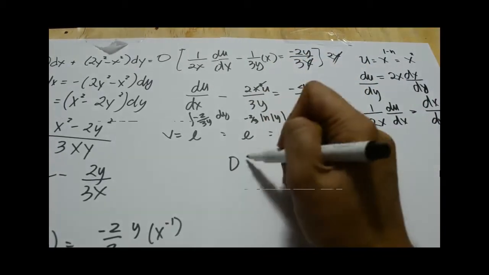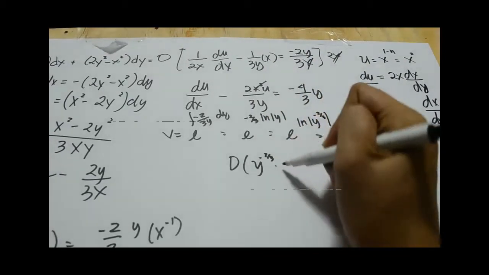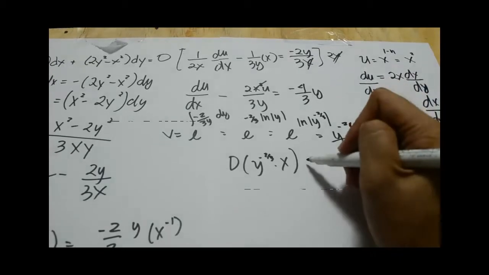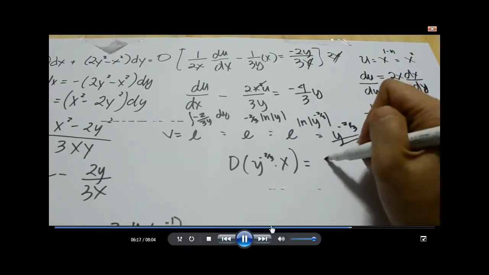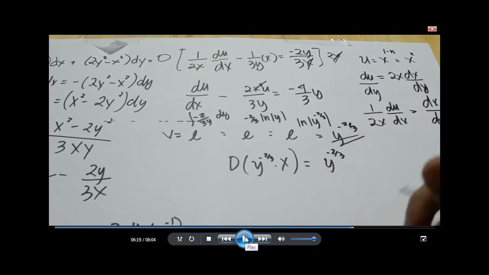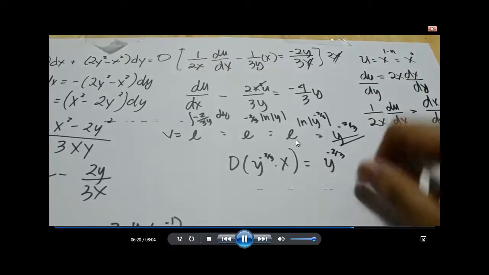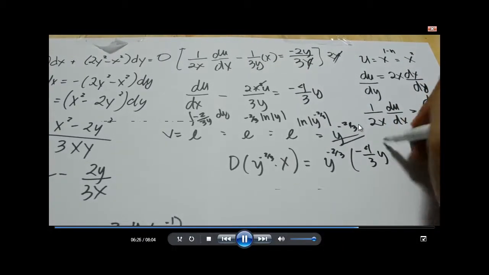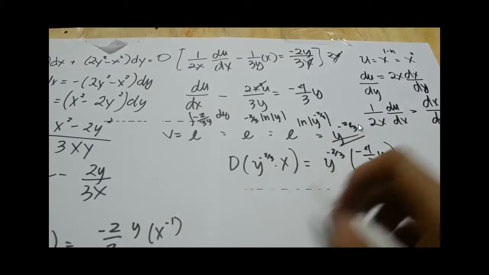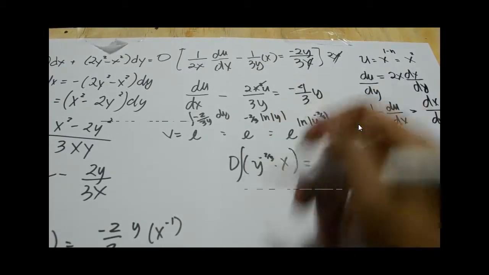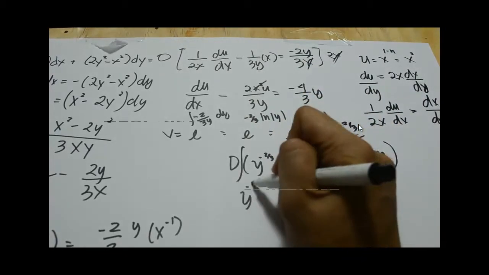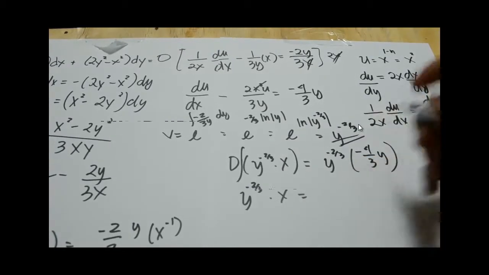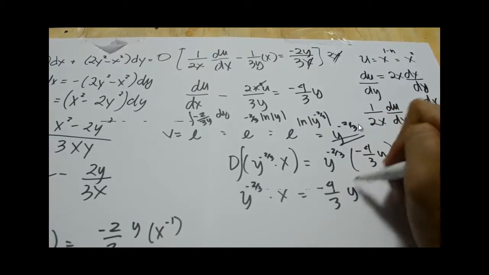Now, derivative of y to the negative 2/3 times u. So remember, our dependent variable here is u. Therefore, it's equal to our integrating factor, which is y to the negative 2/3, times negative 4/3 y, which is our g of x. So to simplify it, I'm going to integrate this first. So y to the negative 2/3 times u is equal to, so 1 minus 2/3 is negative 4/3 y to the 1/3.